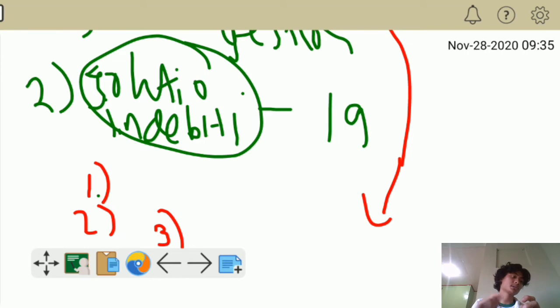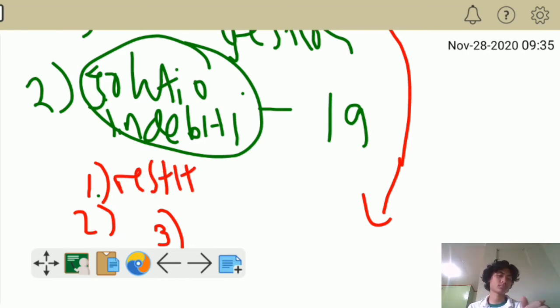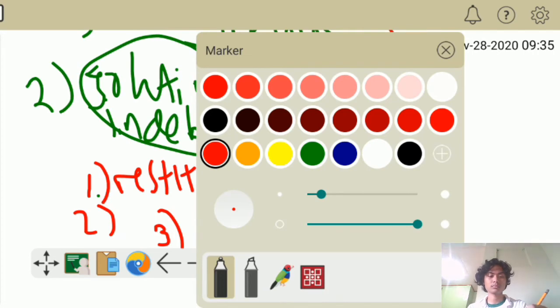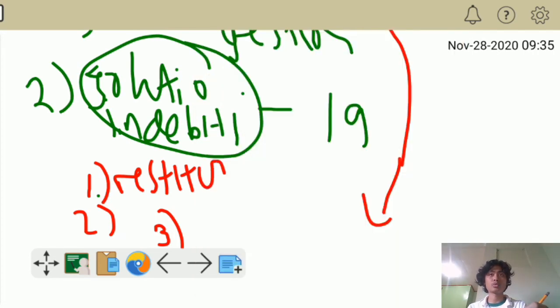Number 1 is restitution, to bring back to the original state. Pag nanakaw ka ng kotse, balik mo yung kotse. Yun yung obligation mo. Number 2 is reparation.